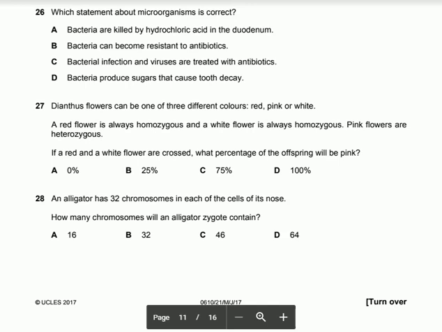An alligator has 32 chromosomes in each of the cells of its nose. How many chromosomes will an alligator zygote contain? All of its body cells would contain exactly 32 chromosomes, but its sex cells would have half the number of chromosomes, which would be 60. So if it's talking about the sperm of an alligator, that would be 60.